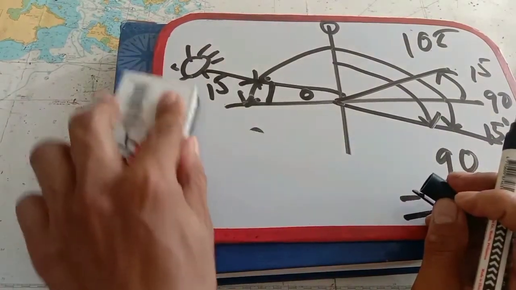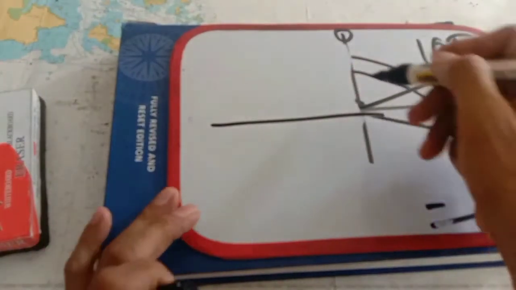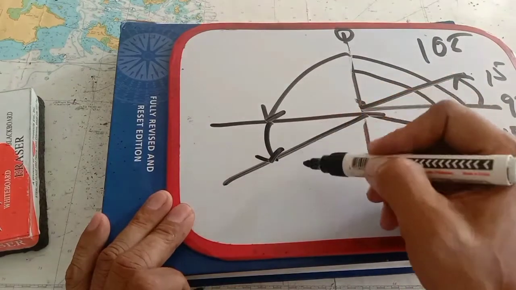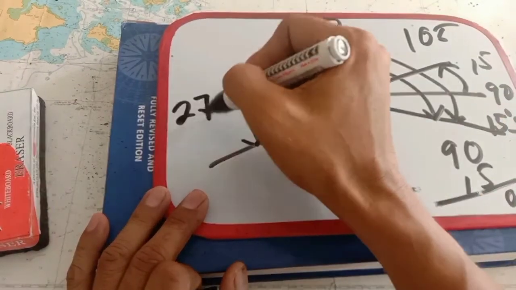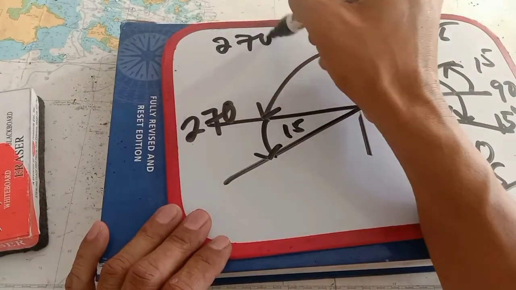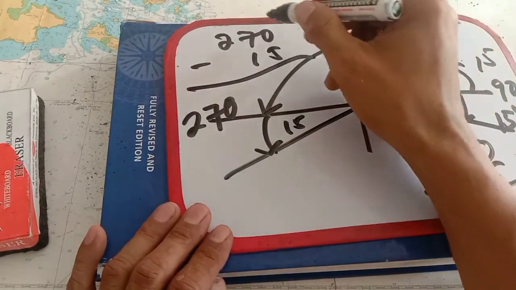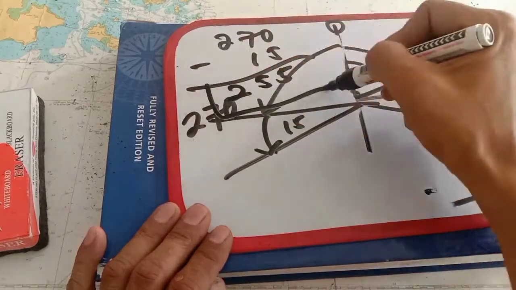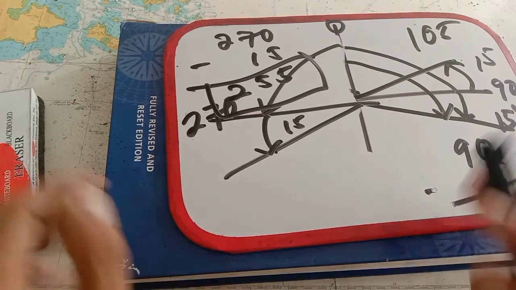Now, if the amplitude is south, 15 degrees, so this is 270. So what you need to do is 270 minus 15. So how much? 255 is your true azimuth of the sun.